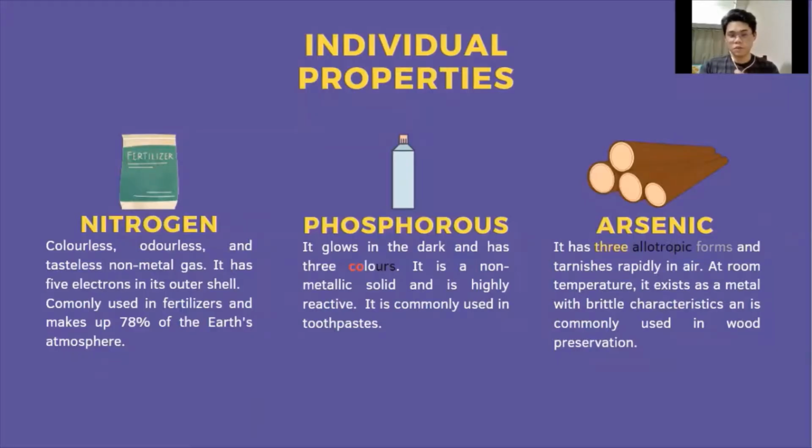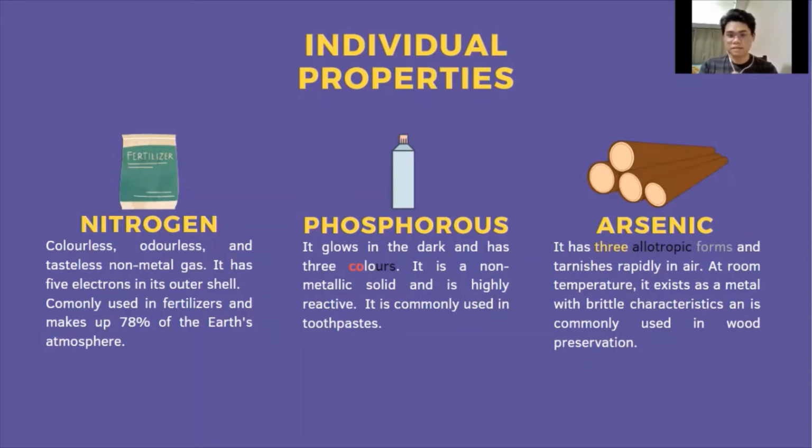Now for its individual properties. Nitrogen is a colorless, odorless, and tasteless nonmetal gas. It has 5 electrons in its outer shell and is commonly used in fertilizers. Nitrogen also makes up 78% of the Earth's atmosphere. Phosphorus glows in the dark and has 3 colors: red, white, and black. It is a non-metallic solid and is highly reactive. It is commonly found and used in toothpastes.